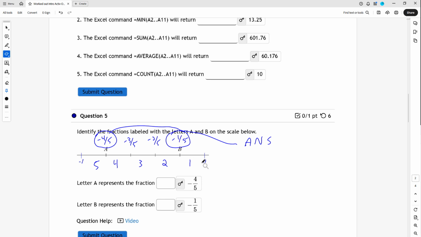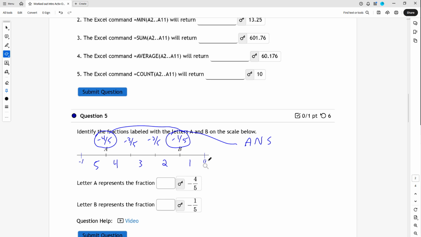So let me start over. We see the graph here. They give us where 0 is located right here, and they give us where negative 1 is located. We see that it's divided into pieces. So how many pieces is it divided into? It's divided into 1, 2, 3, 4, 5 pieces. So each space in here represents 1/5. Five pieces, each piece is 1/5.